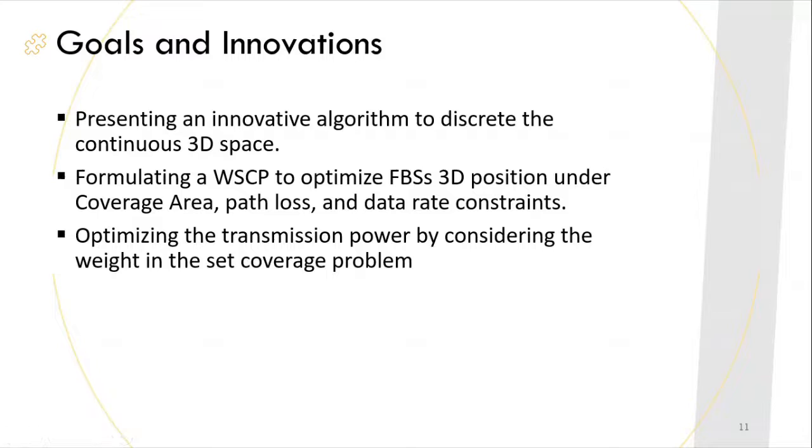There are 3 main contributions in this article. Firstly, we present an innovative algorithm to convert the continuous 3D space into a discrete one. Secondly, we use WSCP to find the optimal 3D position for FBSs under coverage area, path loss, and data rate constraints. Lastly, we optimize the transmission power by considering the weight in the set cover problem.